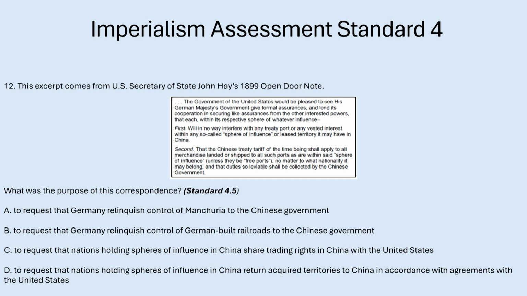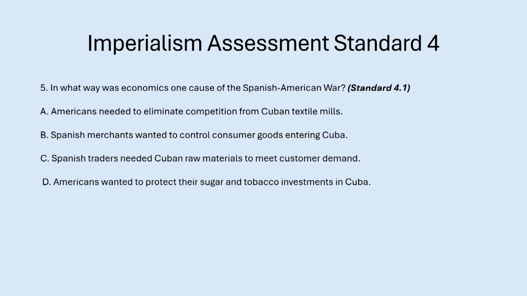To request that nations holding spheres of influence in China share trading rights in China with the United States. To request that nations holding spheres of influence in China return acquired territory to China in accordance with agreements with the United States. It didn't say anything about returning. But what it did do is talk about spheres of influence. And the best answer in this particular case is C.